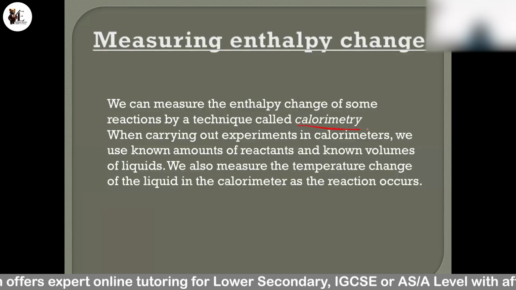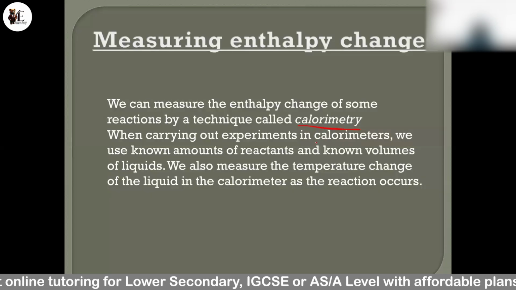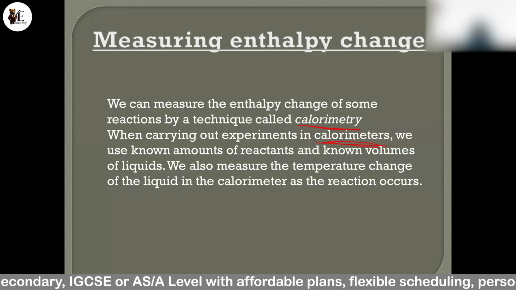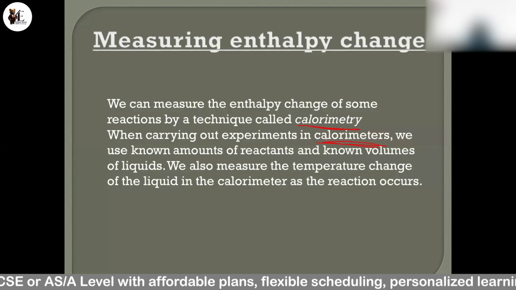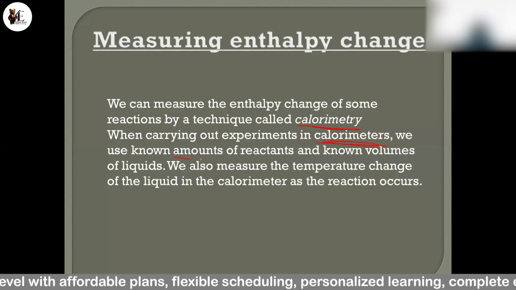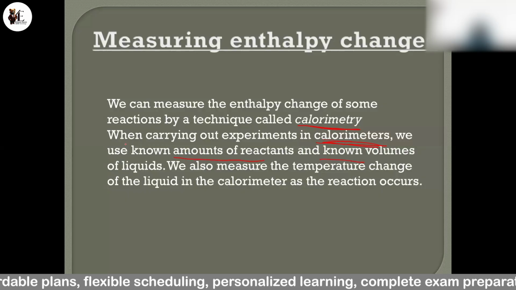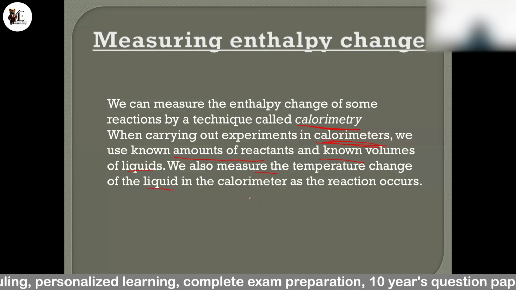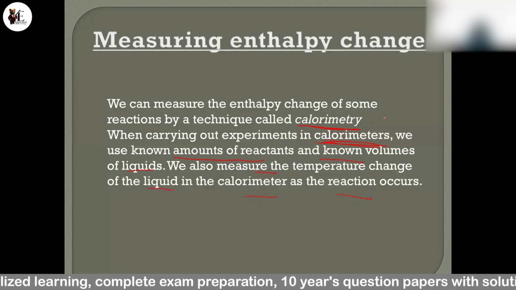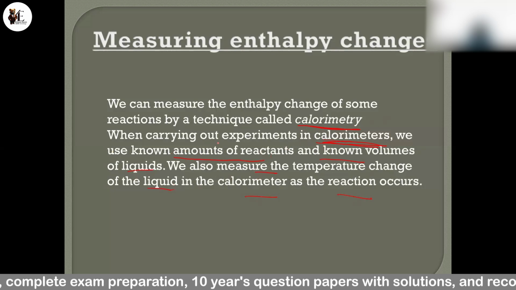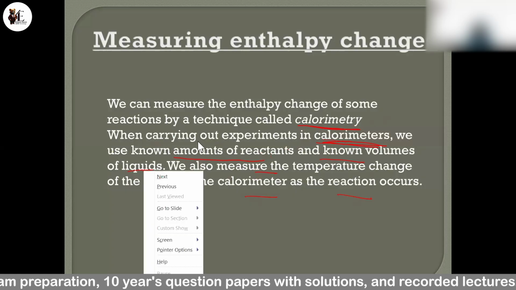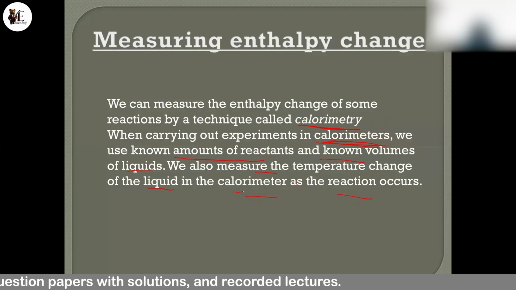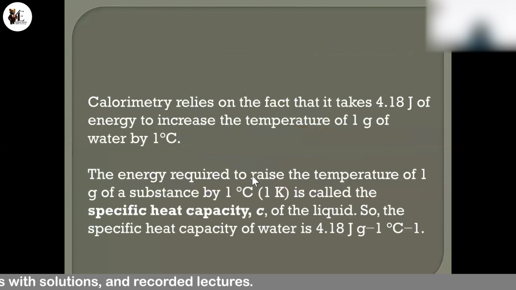Calorimetry. We have a device called a calorimeter, and we perform our experiment in this calorimeter. The procedure is not in the syllabus. You just have to remember that in a calorimeter we use known amounts of reactants and known volumes of liquid. Then we measure the temperature change of the liquid in the calorimeter as the reaction occurs.